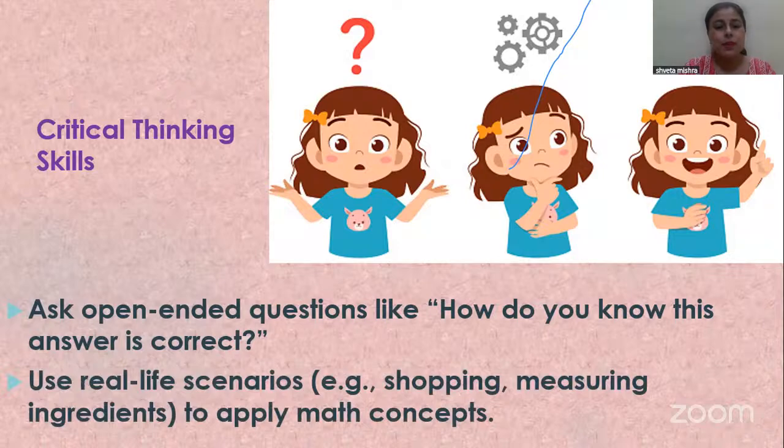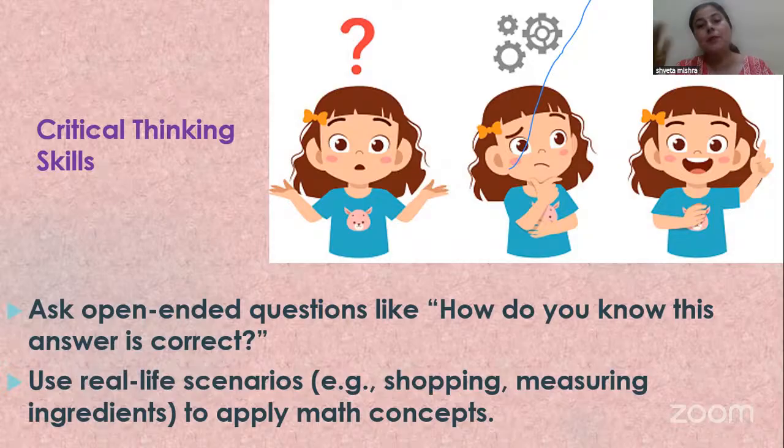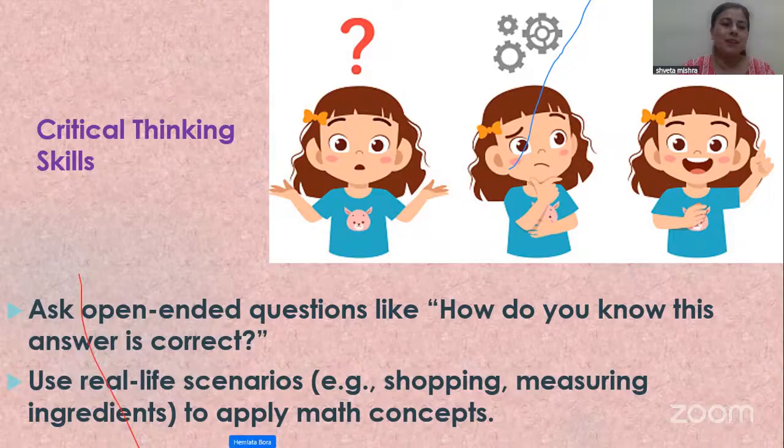Then use real life scenes like shopping and measuring ingredients, and let them say why only this much. For example, when they are measuring, why not something else? What if this ingredient becomes more than the other? These questions will incite critical thinking skills.